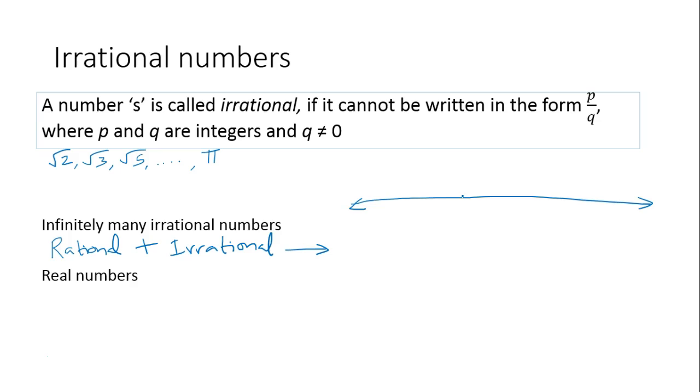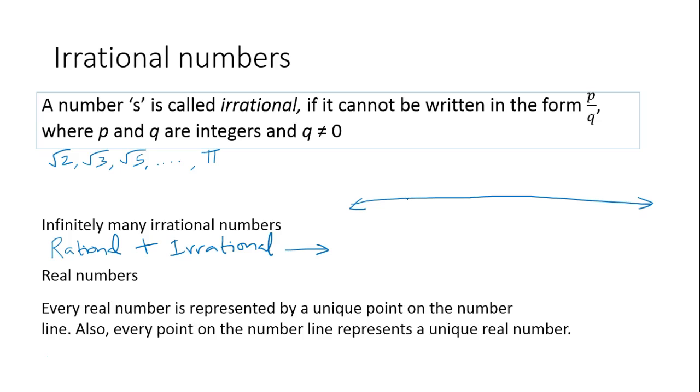If you consider all the rational numbers plus all the irrational numbers, you will see that it covers every point on the number line. In other words, you can say that every real number is represented by a unique point on the number line, and every point on the number line represents a unique real number. So the familiar number line is also called the real number line.